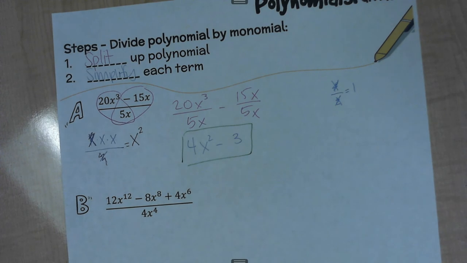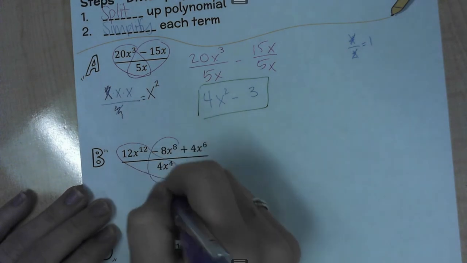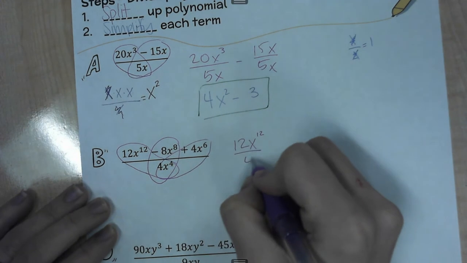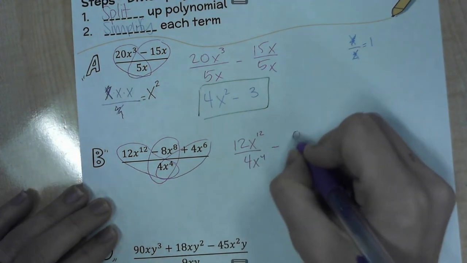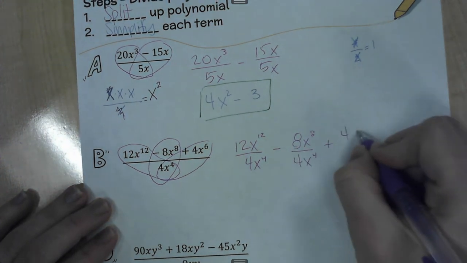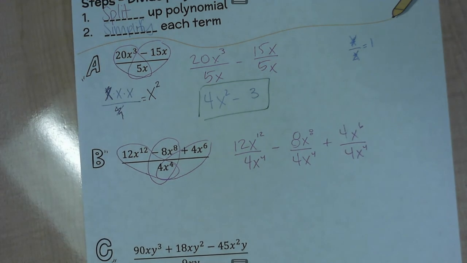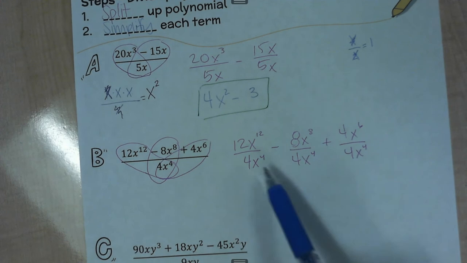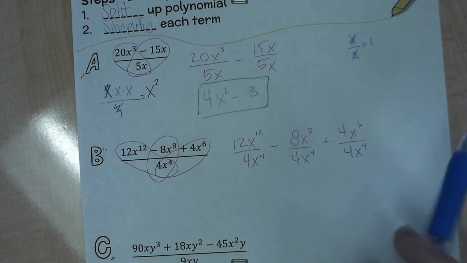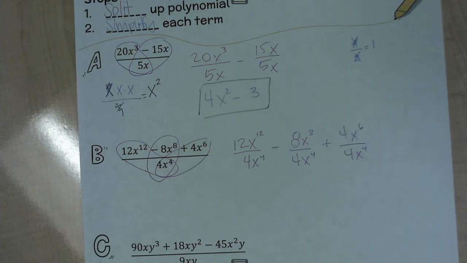That's all we're going to do. So we're going to take each term and put it over the denominator separately. 12x to the 12th over 4x to the 4th, minus 8x to the 8th over 4x to the 4th, plus 4x to the 6th over 4x to the 4th. Make sure when you're splitting each of these up that each of them goes over the same exact denominator. If you change anything about it or you forget to put it over it, it changes the whole problem, and you're doing something completely different.